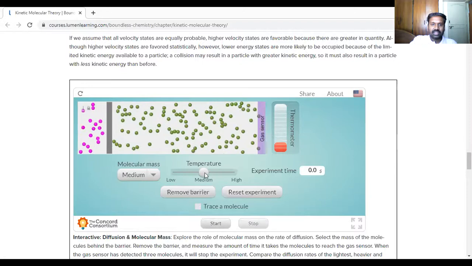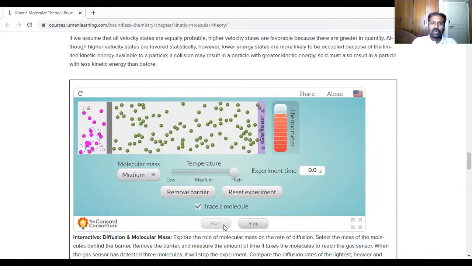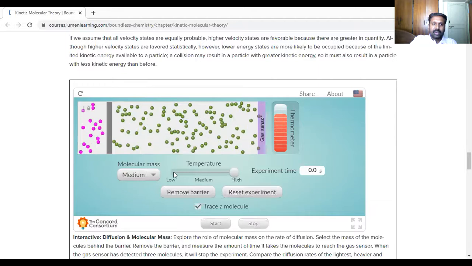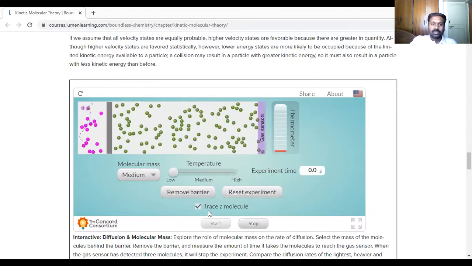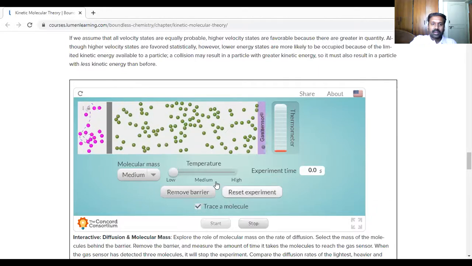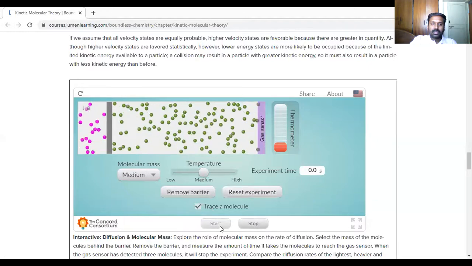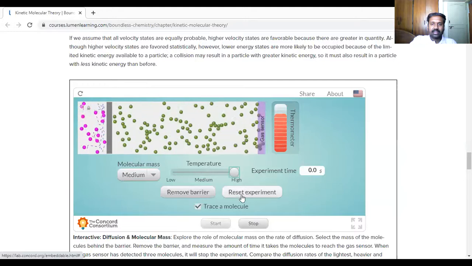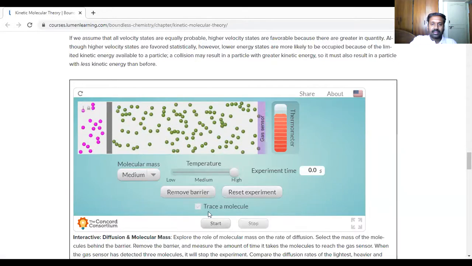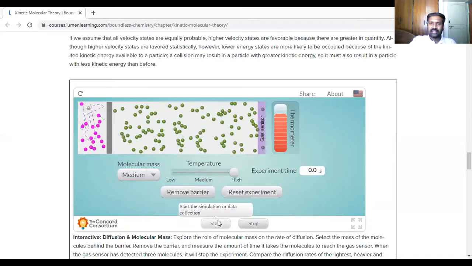Reset the experiment. Increase the temperature to high. Okay, let me put it at high. And then, okay, see this? So reset the experiment. Low temperature. Slow motion of the molecules. Medium, velocity has increased. And then high, it's too fast. The molecules are moving too fast. Is it not?